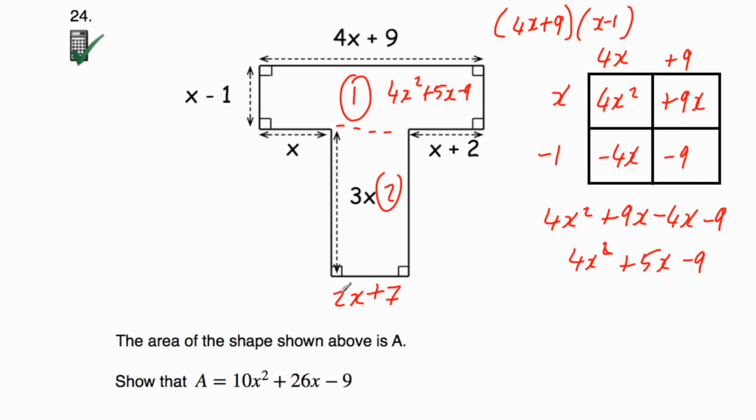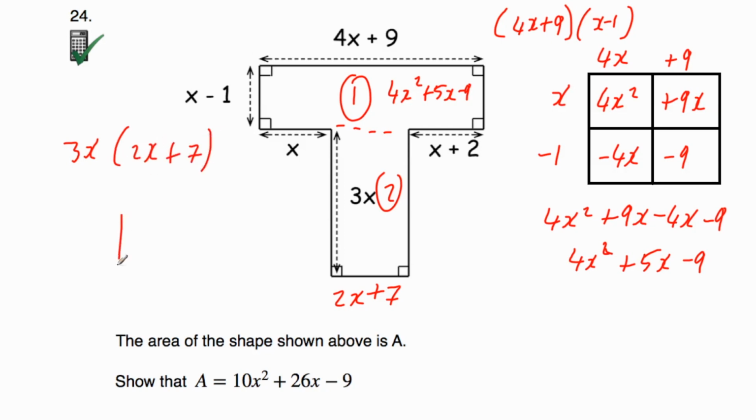And let's just check it. x plus 2x is 3x, plus x is 4x, and then we've got 7 plus 2 is 9. So that is the width for that rectangle. If we multiply the length by the width, we'll get the area of rectangle 2. So that's going to be 2x plus 7 times 3x. So that's going to be 3x times 2x plus 7.